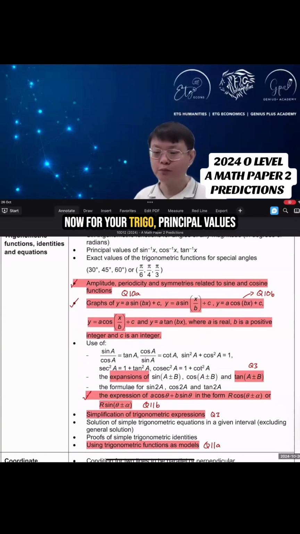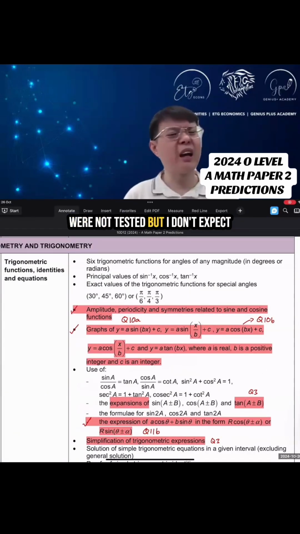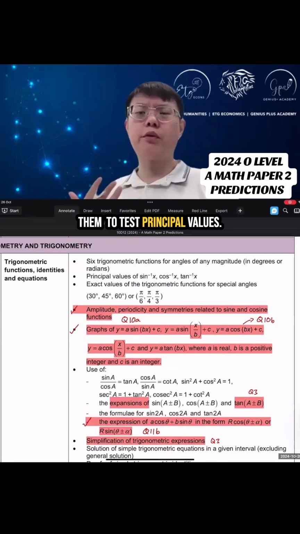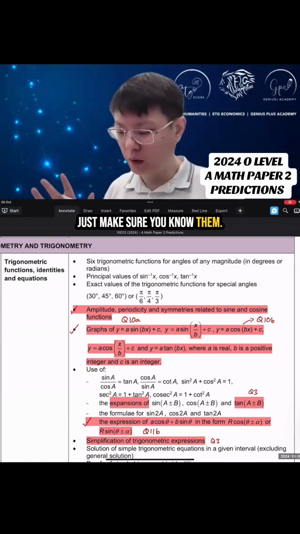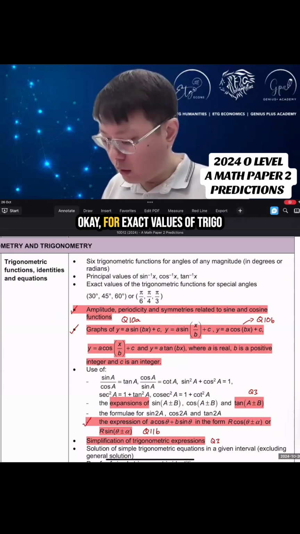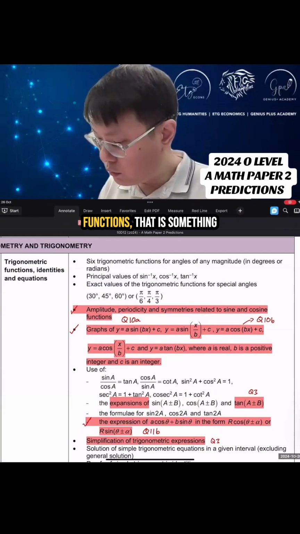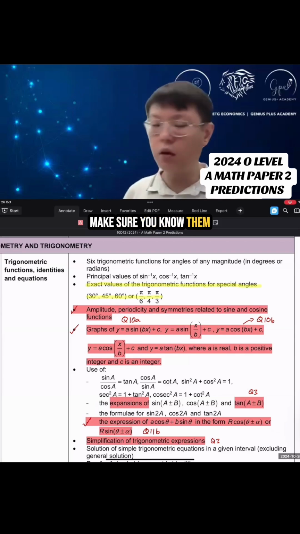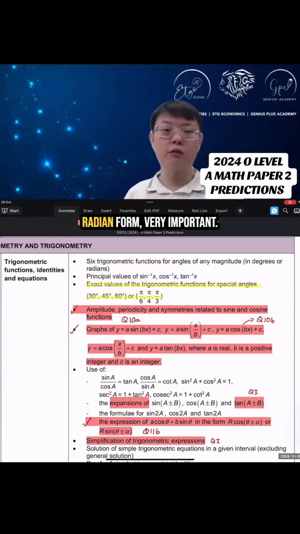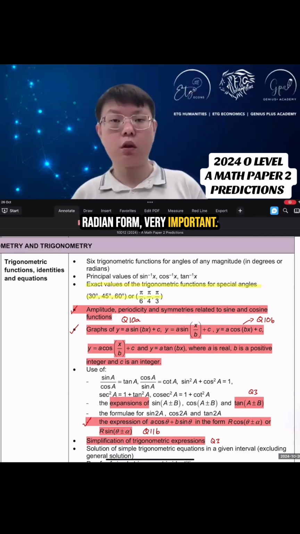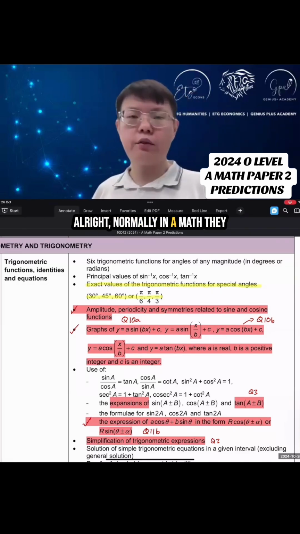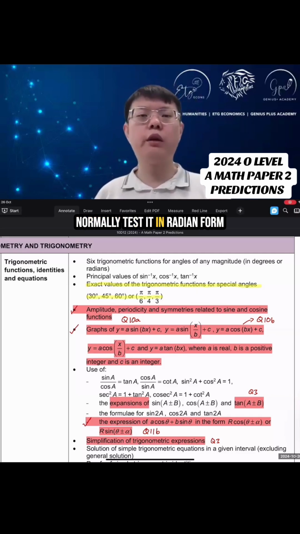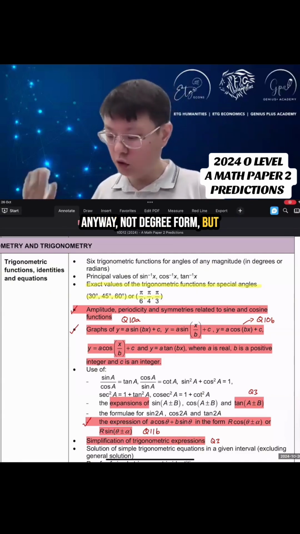Now, for trigo, principal values were not tested, but I don't expect them to test principal values. Just make sure you know them. For exact values of trigo functions, that is something that you should expect to see. Make sure you know them in both degree form and in radian form. Very important. Normally in AMath, they normally test it in radian form anyway, not degree form, but make sure you know for both.